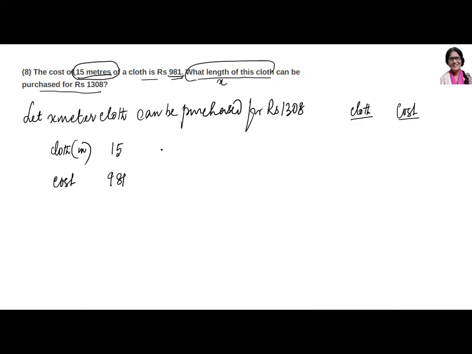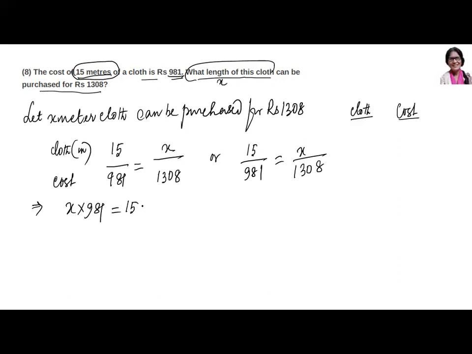Now cloth we don't know, we have taken X meter, but the price we know, that is 1308. Make the ratio equal. You are getting 15 upon 981 is equal to X upon 1308. Cross multiply, keep the X term left side. So X multiplies 981, you are getting 15 multiplies 1308, or X is equal to 15 multiply 1308 upon 981.